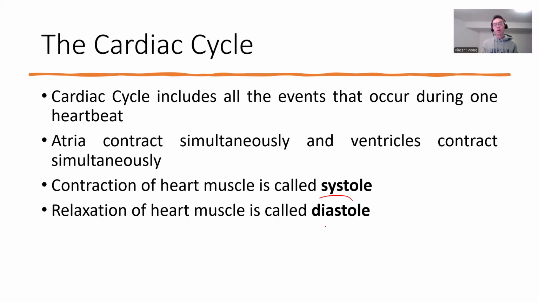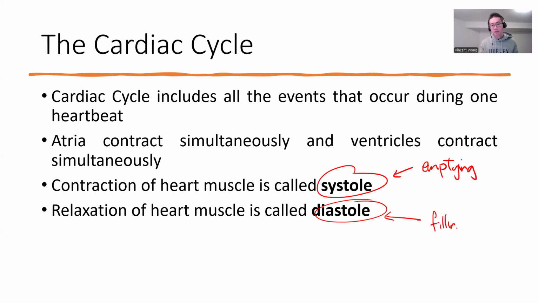And then the lower number is the one that's measured when the heart is relaxing. That's called the diastolic pressure. Okay, so systole, diastole, it means contraction and relaxation of the heart muscle. Whenever the heart undergoes systole, the chamber is emptying. And whenever it's undergoing relaxation, diastole, it is filling up with blood.